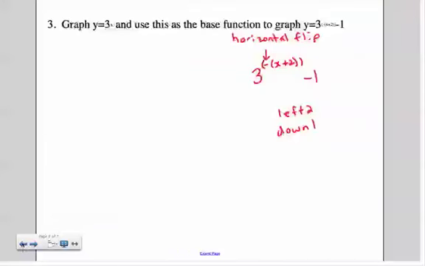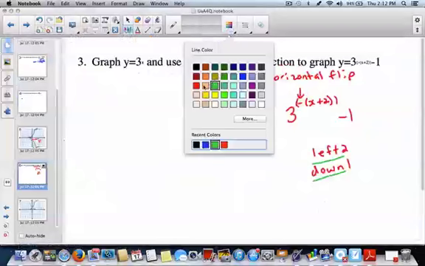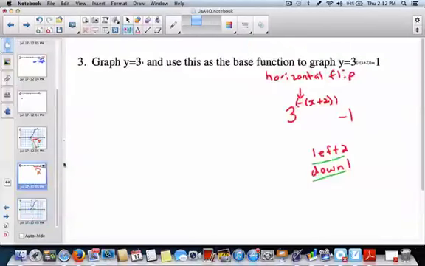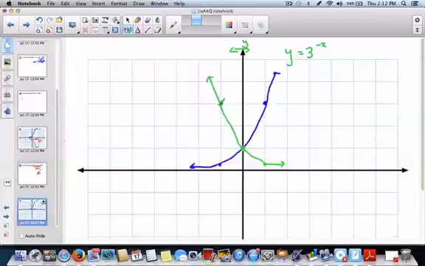And now all I have left to deal with is my left 2 down 1. You can do that in 2 steps if you want to, but I'm pretty confident that I can take each one and just count left 2 down 1. So from the green point, I'm going to go left 2 down 1. Go to the next point. Left 2 down 1. Left 2 down 1. And this is what I end up with for my final graph.